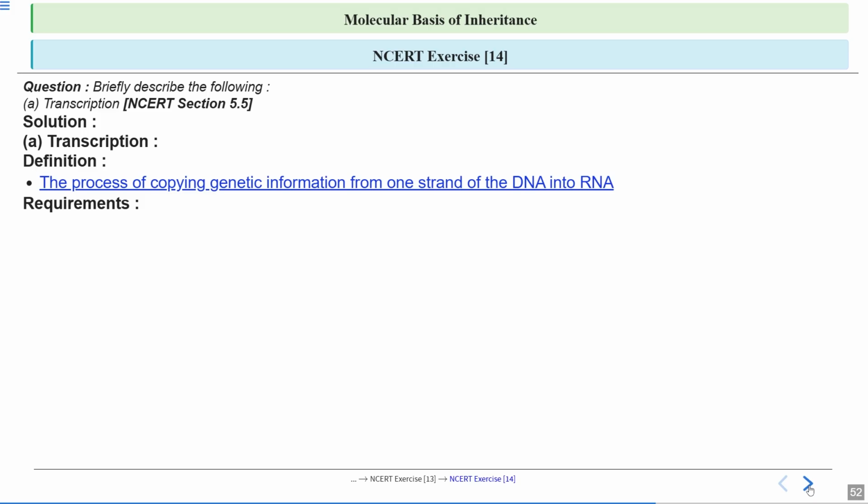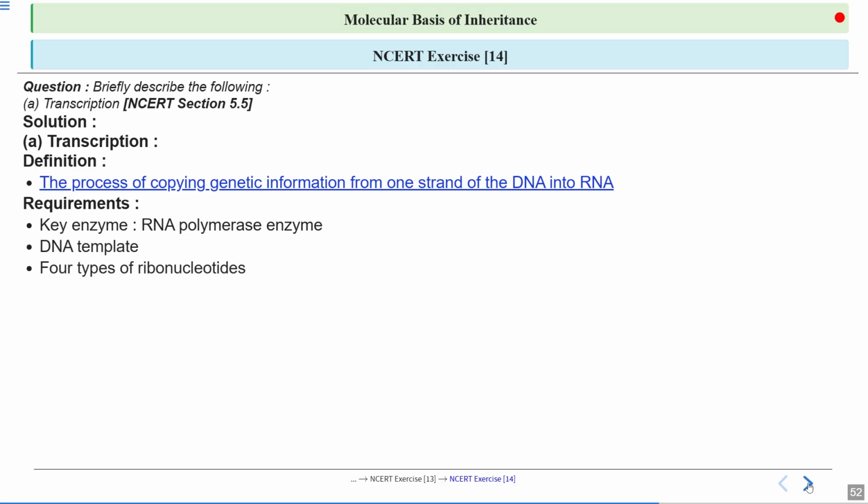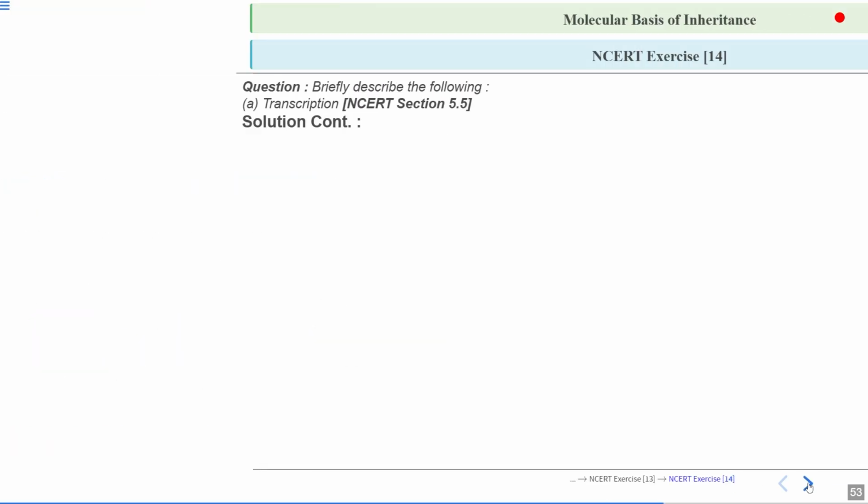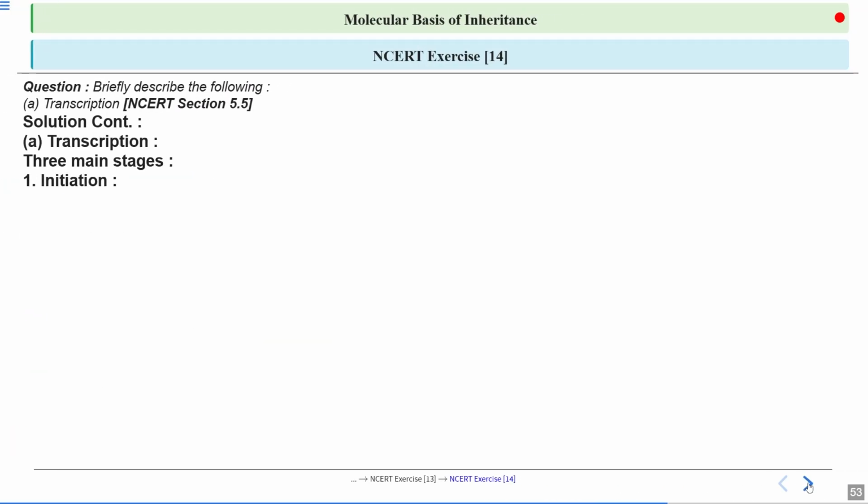So what are the requirements? The first key enzyme is RNA polymerase. What kind of RNA polymerase? DNA-dependent RNA polymerase enzyme. Then we need a DNA template. Then we need 4 types of ribonucleotides. Okay. Now, what are the different steps of this transcription?